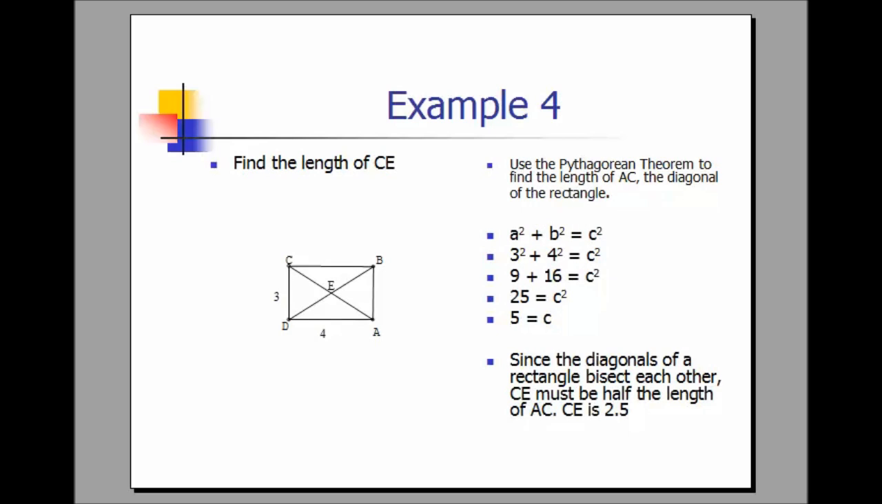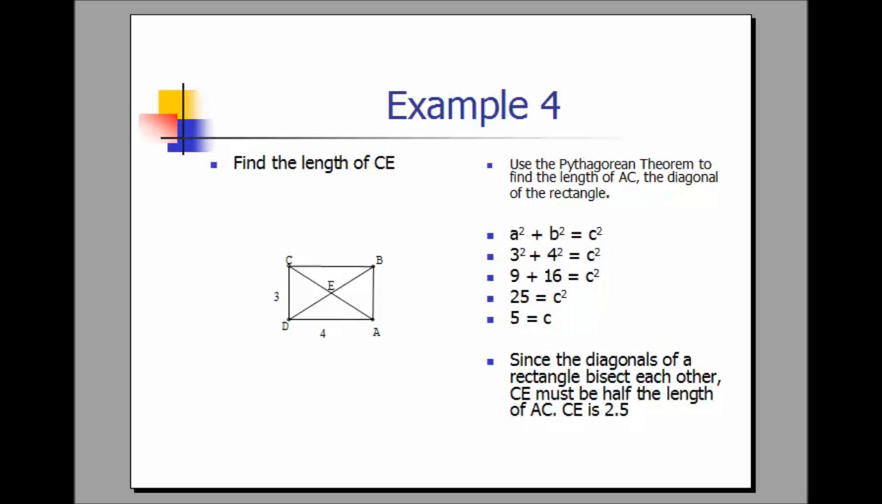In example 4, find the length of CE. This is the slide that teaches you how to find the diagonal of a rectangle. Because the corner angles are all right angles, we can use the Pythagorean theorem, a squared plus b squared equals c squared. Therefore, 3 squared plus 4 squared equals c squared, 9 plus 16 equals c squared, 25 equals c squared. Taking the square root of both sides gives us 5 equals c. That's the length of the entire diagonal AC.